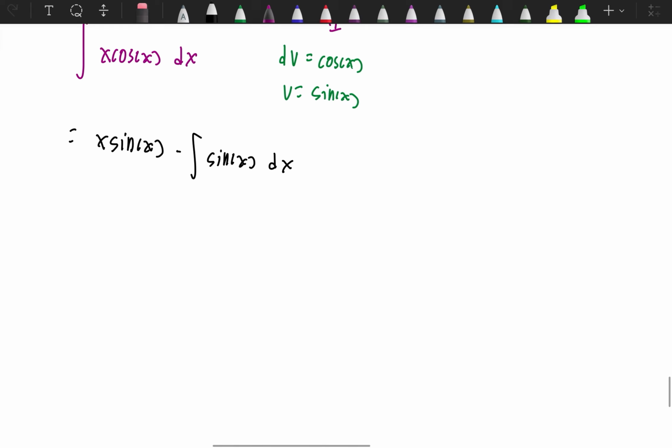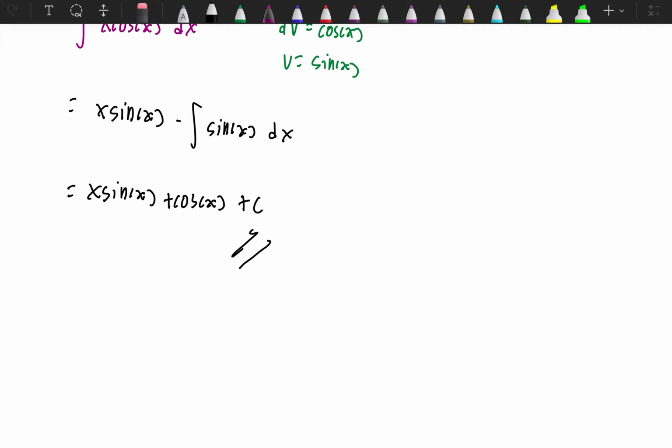And then from here, your answer is x sine of x plus cosine of x plus c. Don't forget your plus c. And essentially, that's just what integration by parts is. And here's the proof that it works.